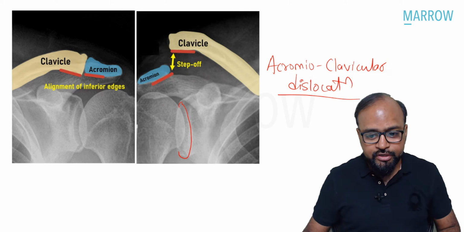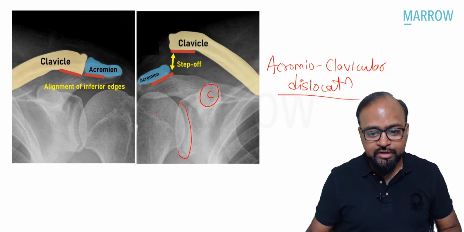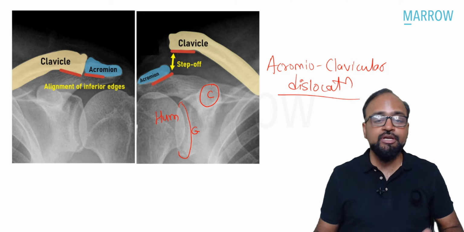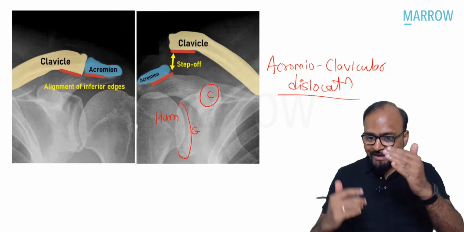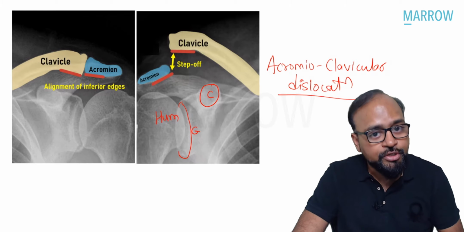This is the glenoid here. This is the coracoid process. This is the glenoid, and this is the head of the humerus. So the glenohumeral joint is in normal alignment, but the acromioclavicular joint is dislocated.